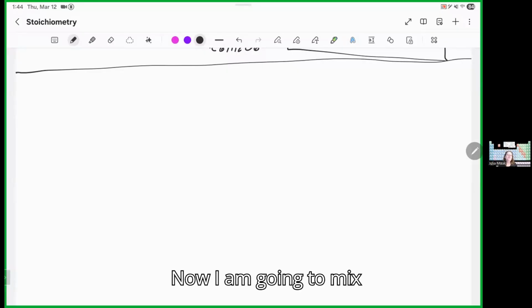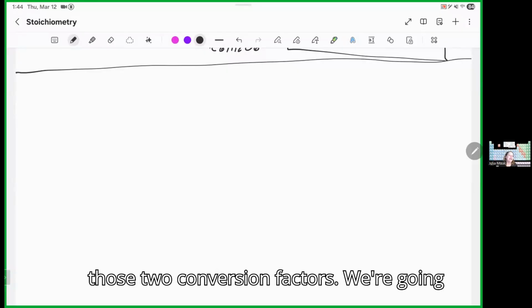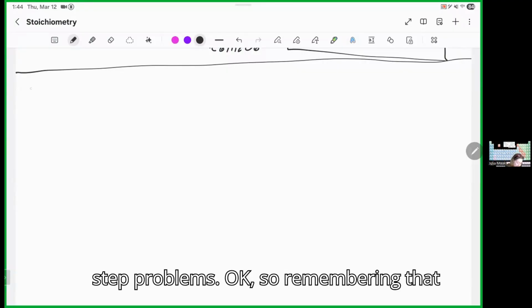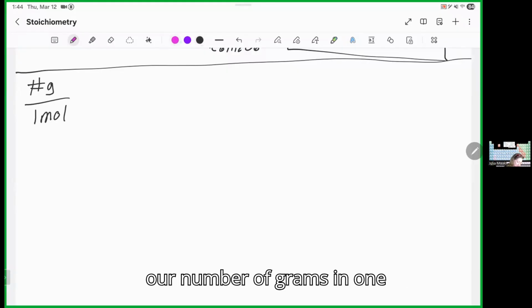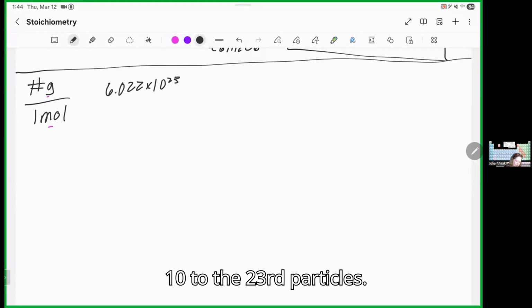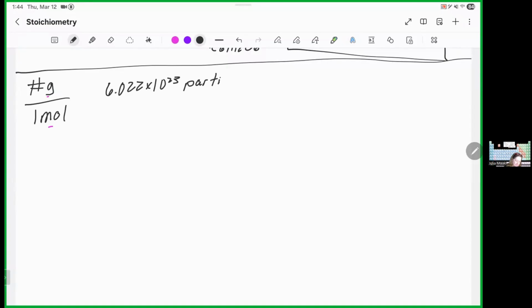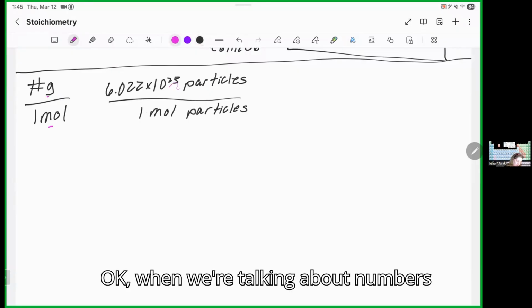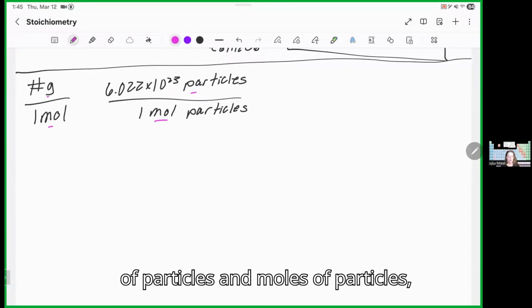Now I am going to mix those 2 conversion factors. We're going to do two-step problems. Remembering that the number of grams in 1 mole is how we get between grams and moles, and 6.022 times 10 to the 23rd particles in 1 mole of particles, when we're talking about numbers of particles and moles of particles.